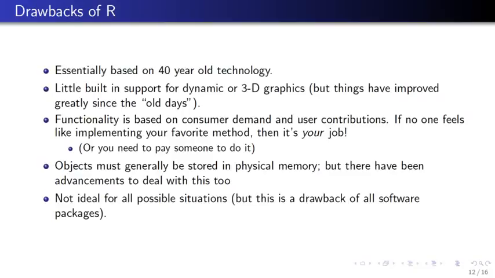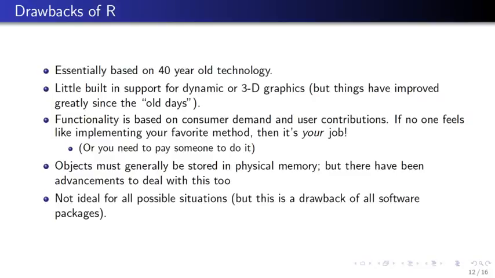Another drawback of R that I hear a lot about is that the functionality is based on consumer demand and basically user contributions. So if no one feels like implementing your favorite method, then that's your job to do. There's no corporation, no company that you can complain to, there's no helpline that you can call to demand a specific implementation or a specific feature. If the feature's not there, then you have to build it. Or at least you can pay someone to build it.